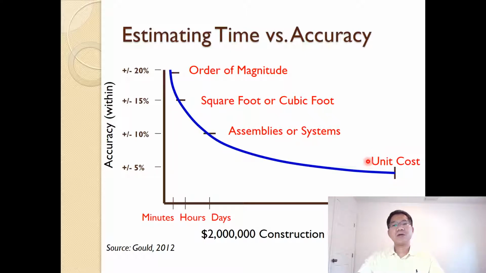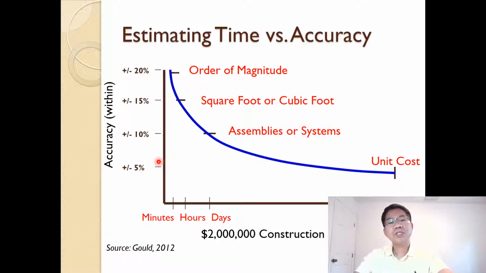For unit costs, as you can see, it can take weeks or even months to do the estimate. It depends on the complexity of the project, but that's the bottom line. When you take a lot of time and effort, the accuracy level will be higher. In this case, for a $2 million project, we can expect accuracy of plus or minus 5% of the true construction cost of the project.